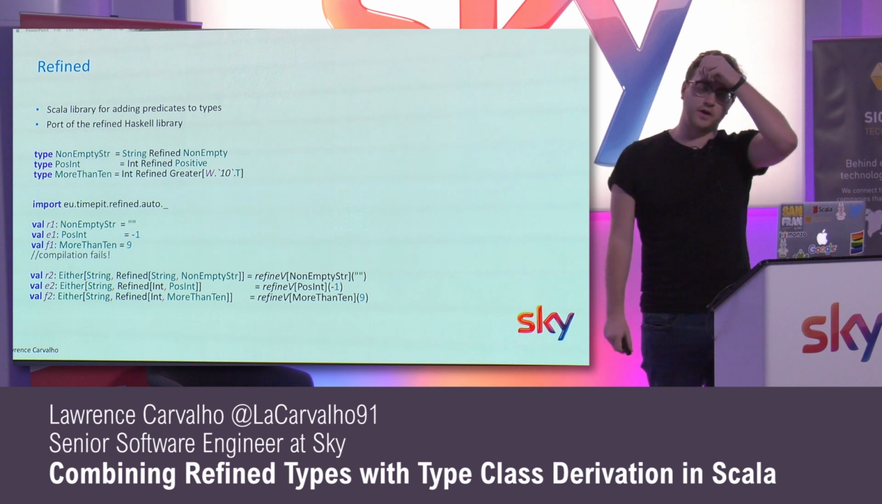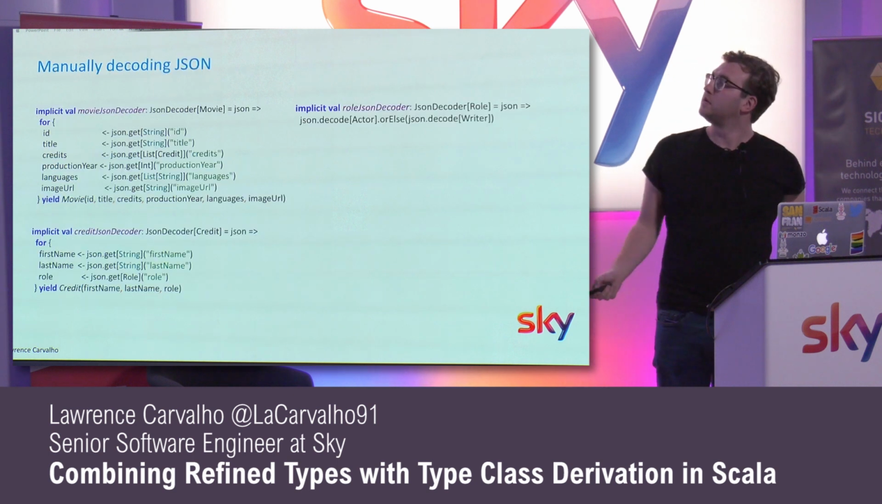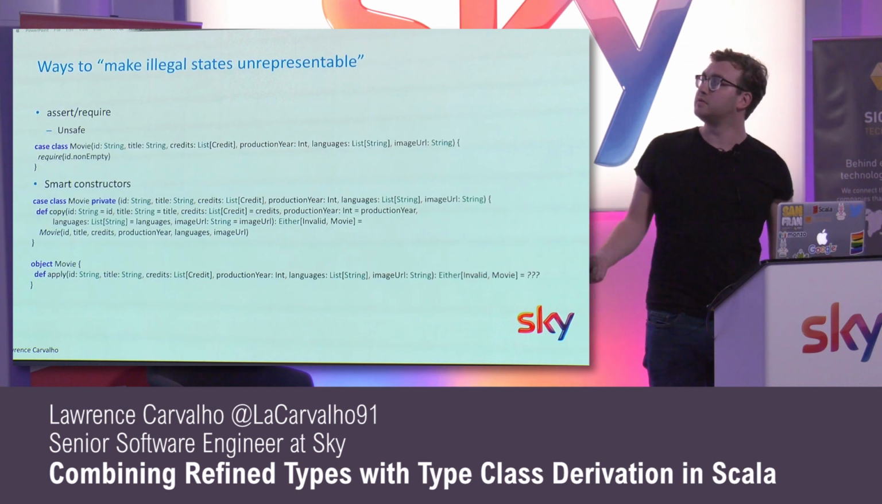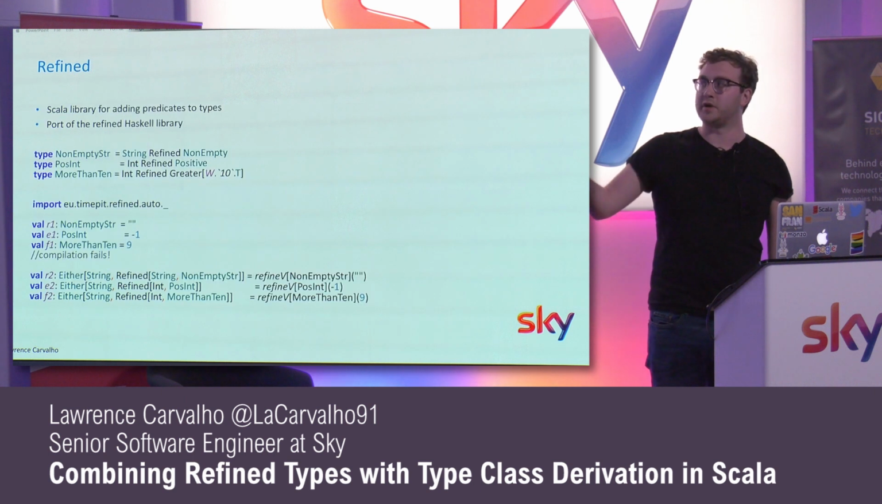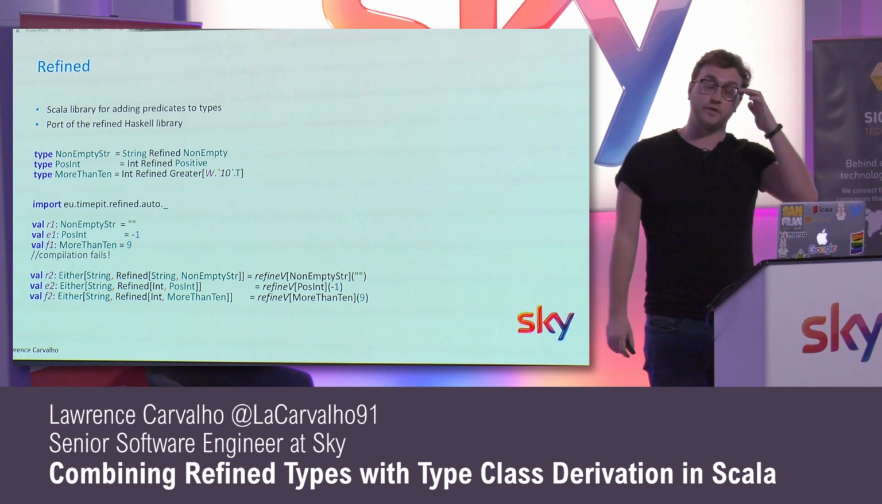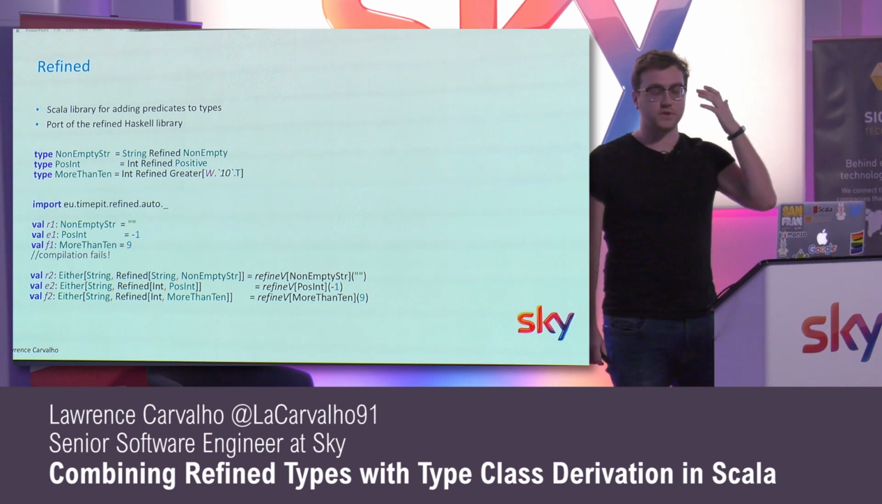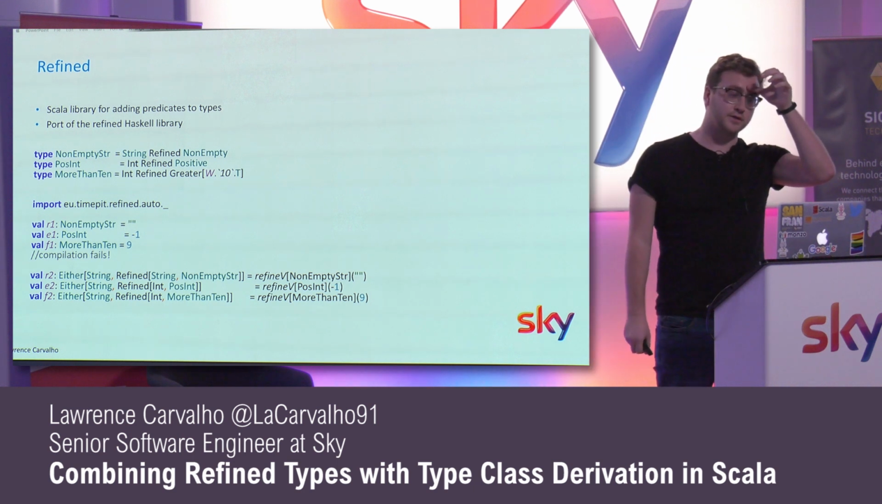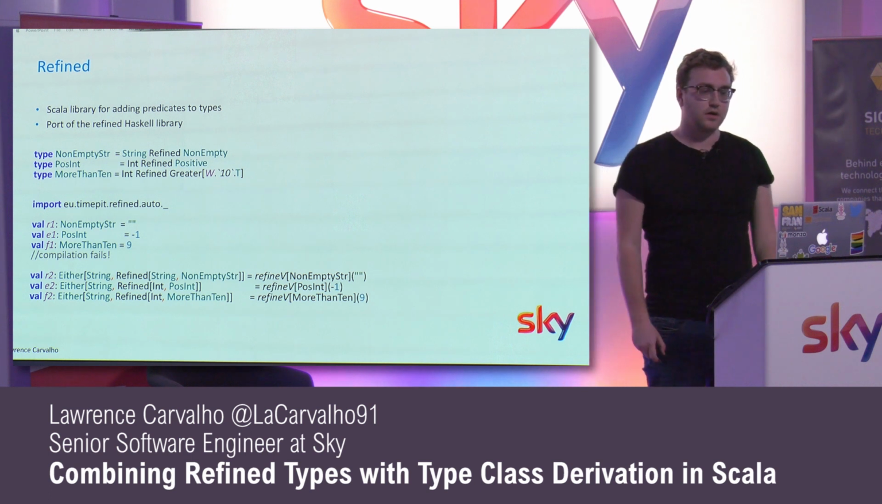So I want to talk to you about refined. These aren't ideal. This is where it gets incredibly ideal. Refined is a Scala library for adding predicates to types. It's a port of a library from Haskell called Refined as well.